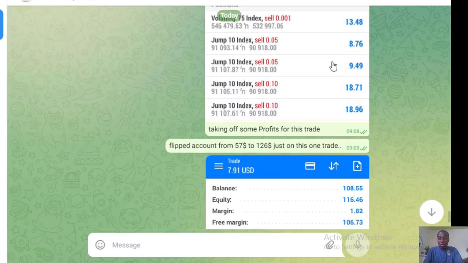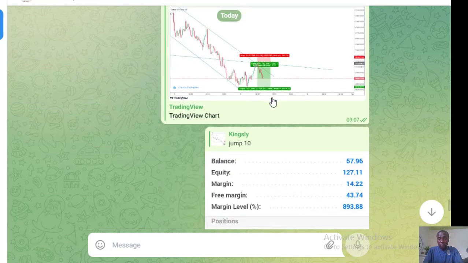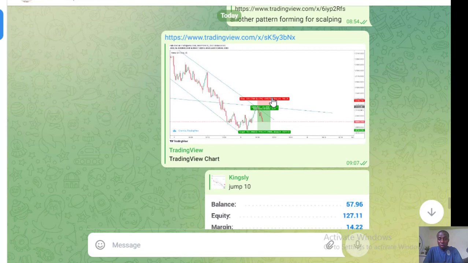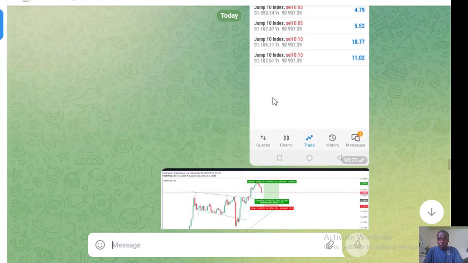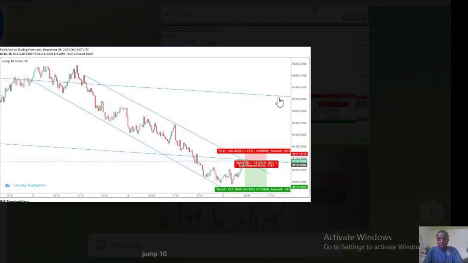Remember, the trade is still running, right? So it was just basically based on this trade that I gave. Okay, so I gave the signal earlier, some few hours, like 2 hours ago. All right, so this is the trade, this is the analysis that I actually made.